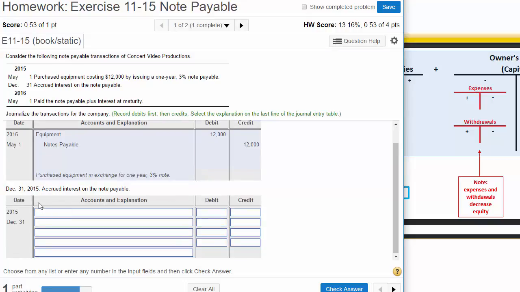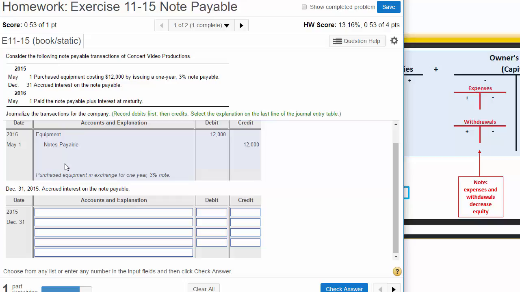Okay, it is now December 31st. So we have to accrue the interest on the note payable. Accrued, remember, means something has accumulated but not yet been paid. In this case, the interest has accumulated, but we've not yet paid it. Remember, we're not going to pay the interest until May 1st of the next year. So we have to figure out how many months have gone by from May 1st to the end of December. We've got the full month of May, and then June, July, August, September, October, November, December.